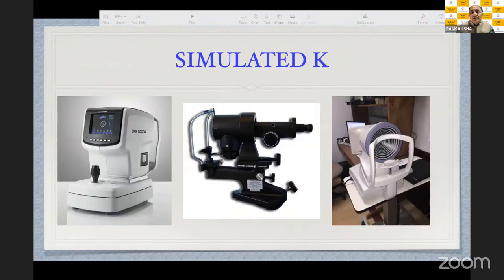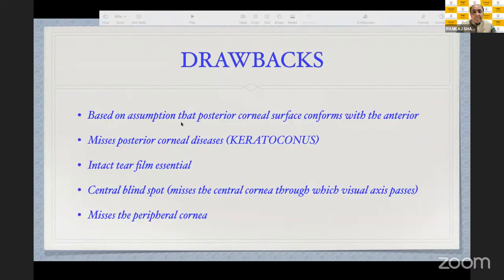In the central part, the tube where you view, and also if you see from the other side of an autoref keratometer, there is a central camera which actually sees and records the Mires. Now, when there is a central camera, it will not record the dead center of the cornea. There's always a central blind spot. It misses the central cornea.